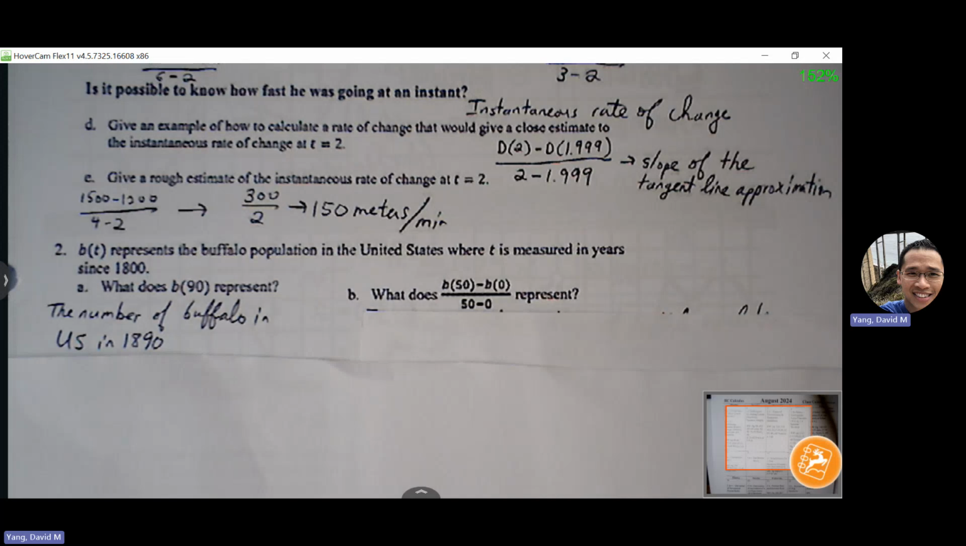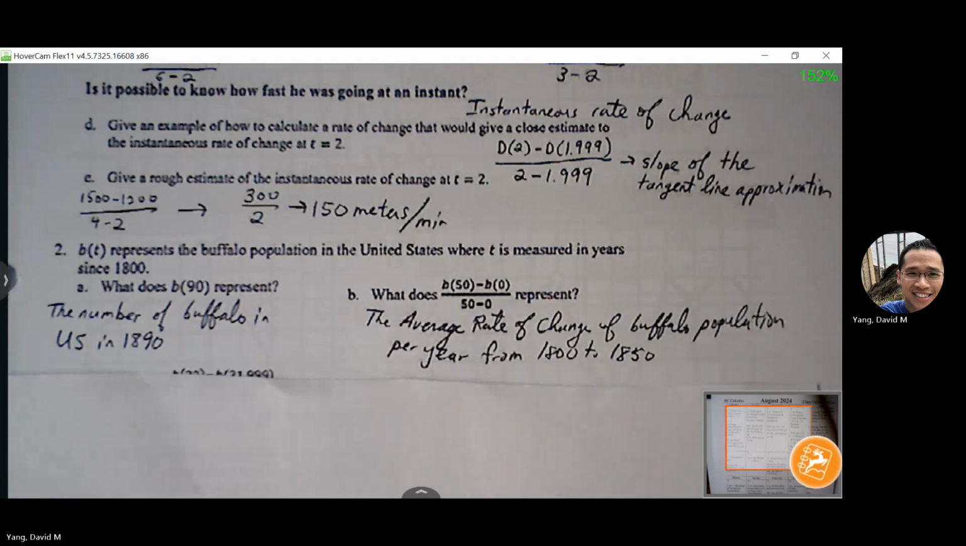So what is B of 50 minus B of 0 over 50 minus 0? What does that represent? Yeah, exactly right. What is the average rate of change of buffalo population per year between 1800 and 1850?